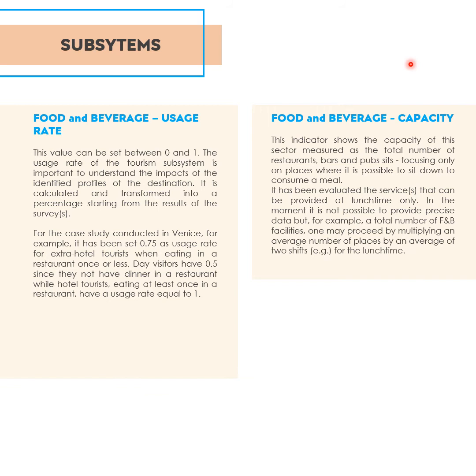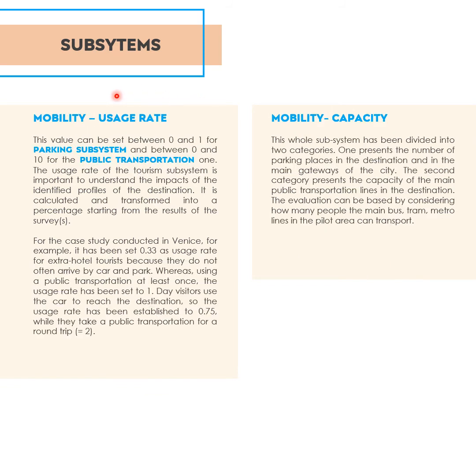It has been evaluated the service or services that can be provided at lunchtime only. At the moment, it is not possible to provide precise data, but, for example, for a total number of food and beverage facilities, one may proceed by multiplying an average number of places by an average of 2 shifts, for example, for the lunchtime. The second subsystem regards mobility.